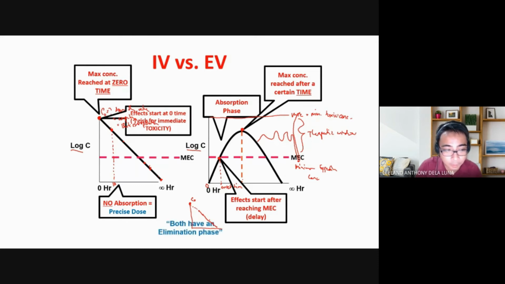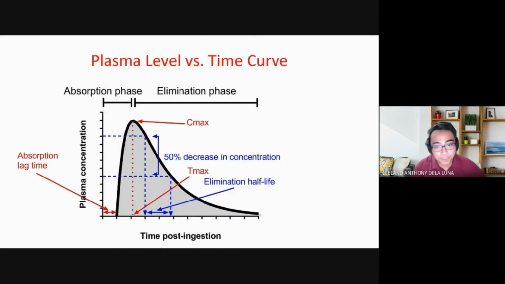Right? So, both of which, class, have elimination phases. Okay? That's something that's common between the two plasma level time curve profile. Okay? Pareho sila may elimination phase. Kasi lahat to, from the maximum concentration, pababa. Na-eliminate na yung gamot. Same here. After reaching a maximum concentration na na-absorb, it's going to eliminate following first order process. Okay? Okay, so here's another class.